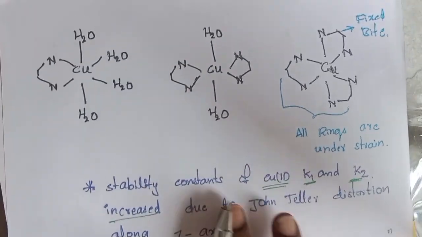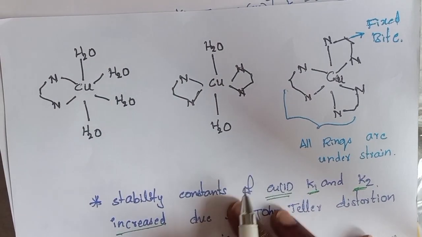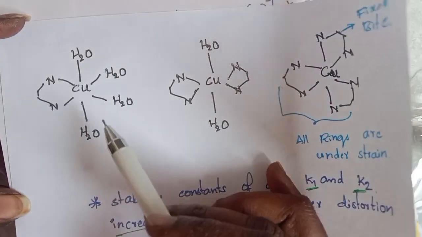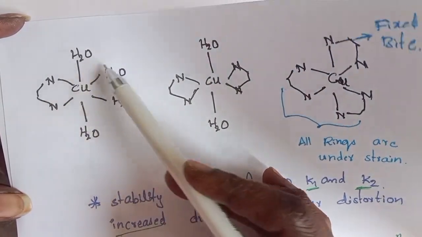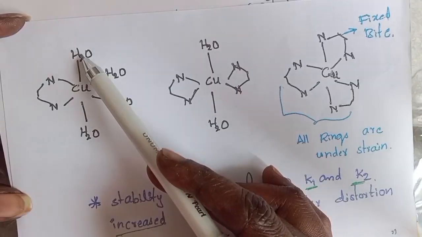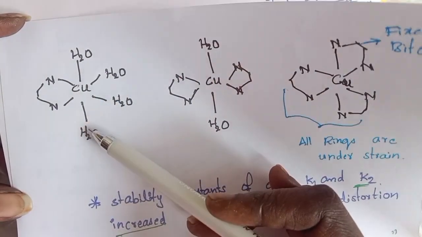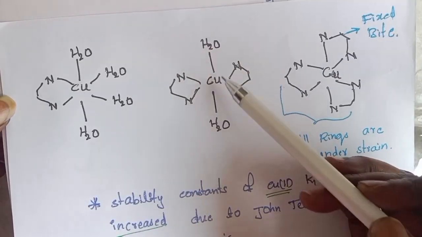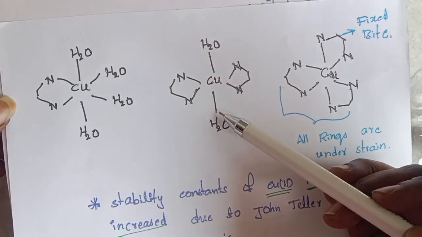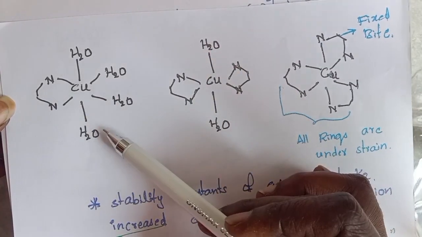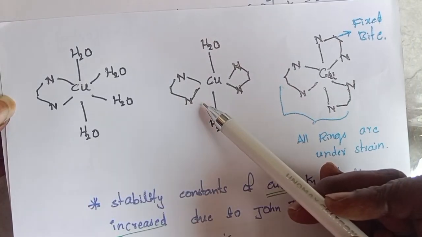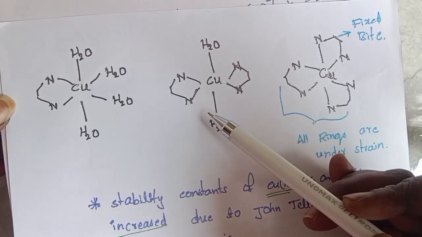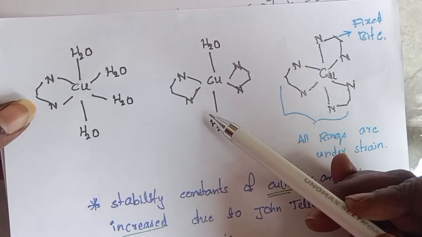Because, if you look at the K1 product, K2 product and K3 product: in K1, it is chelated, but four monodentate ligands are there. Two aqua ligands, which are monodentate, are present along the z-axis. So there is a possibility to undergo distortion to gain stability. Therefore, K1 and K2 are increased in the case of copper(II).